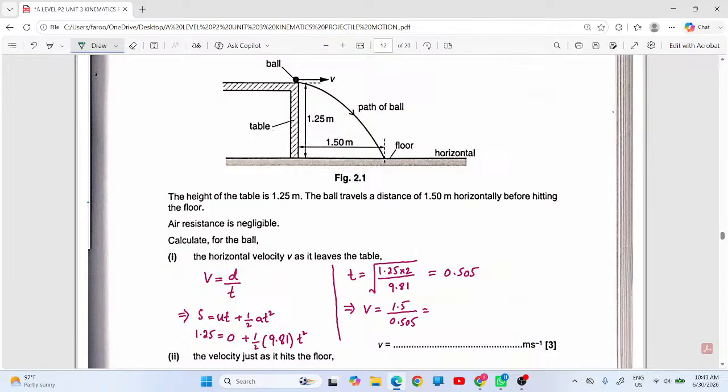2.971. 2.97. Answer check. Question number 10. 2.971 to 3.0. Important.